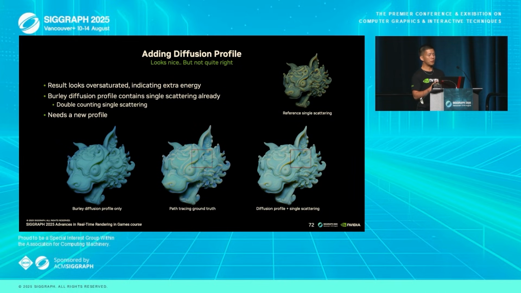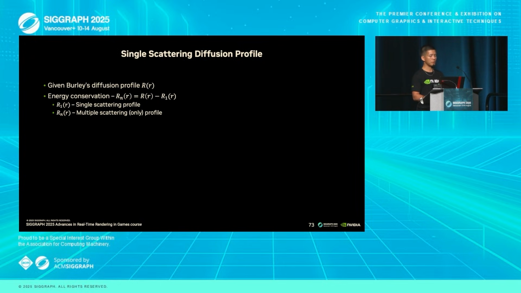When we first tried adding the diffusion profile to our single scatter results, something looked wrong. The image appeared oversaturated and too bright. The issue is that the Burley diffusion profile inherently includes a single scattering contribution since it captures all orders of scattering. So by adding our explicit single scattering first bounce on top, we were effectively double counting the single scattering component. With energy conservation, we know that single scattering plus all higher-order scattering should sum to the full profile.